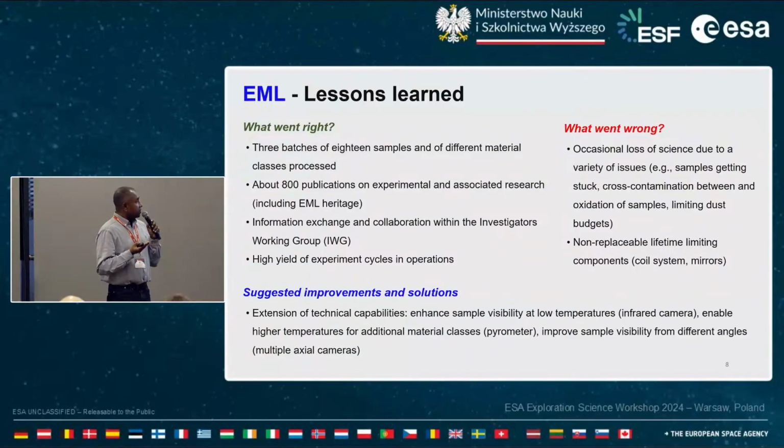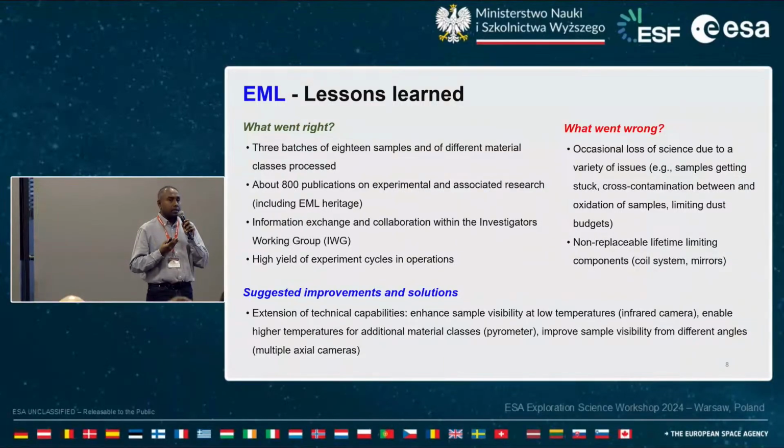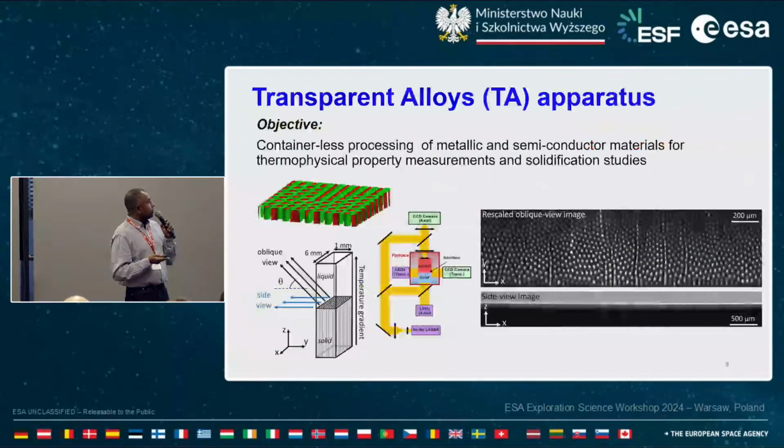When we consider these things, we identified extension of technical capabilities, particularly enhancing sample visibility at low temperatures. Basically, infrared cameras and other high-temperature measurement systems need to be integrated, and cameras through multiple axes can yield much better scientific insights. That is something we identified with the current EML setups.